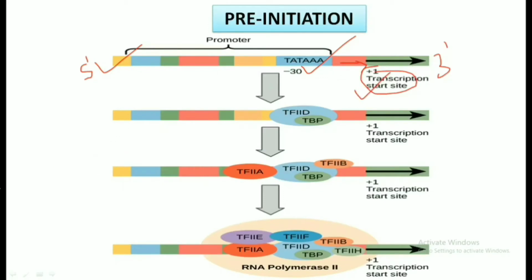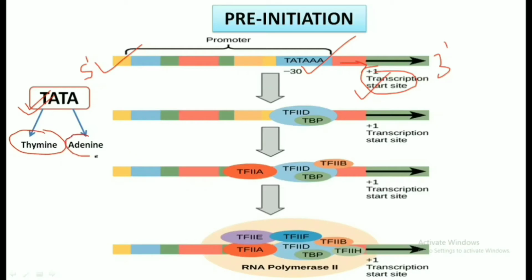The promoter element is a short conserved DNA sequence. Okay, and this conserved DNA sequence is made up of thymine and adenine, and so it is known as the TATA box: thymine, adenine, thymine, adenine. It is usually present 25 to 30 base pairs upstream from the start site of the transcription.